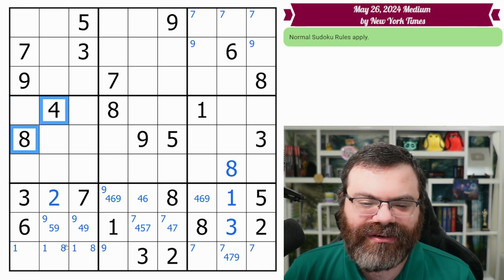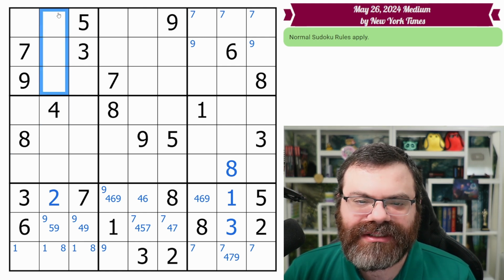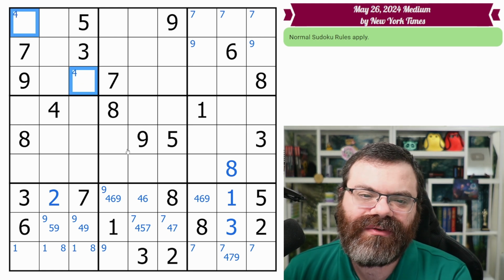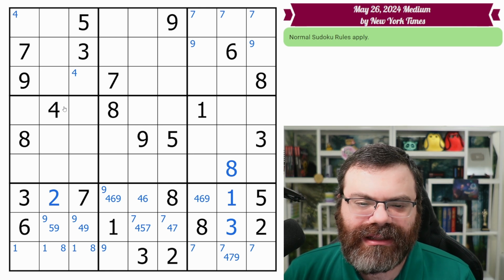So there are 4, 8 here, or a 4, 8 here. There is not. One thing I am noticing about the 4, though, is it does look into this box in a way that does cause there to be 2 places left for 4, so I am going to corner mark that. If you happen to notice something like that, there's no reason not to mark it.